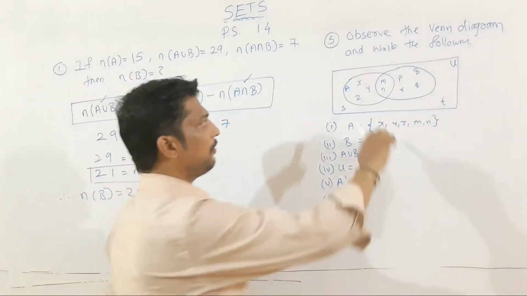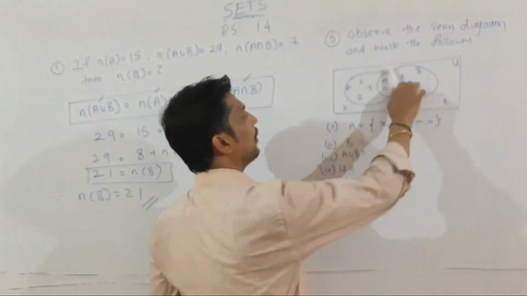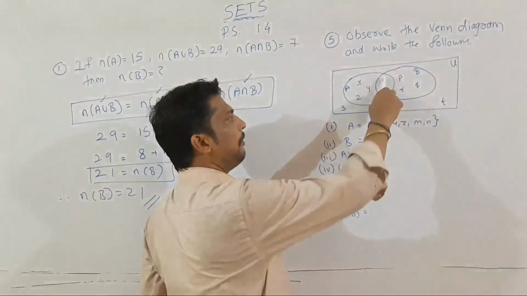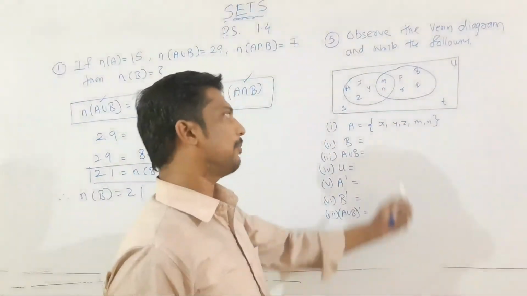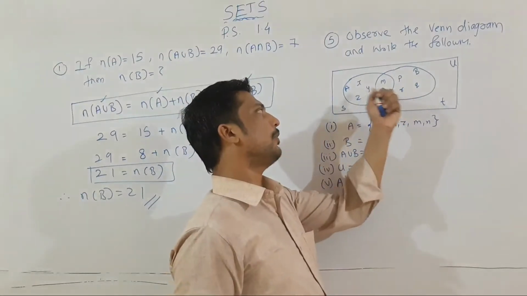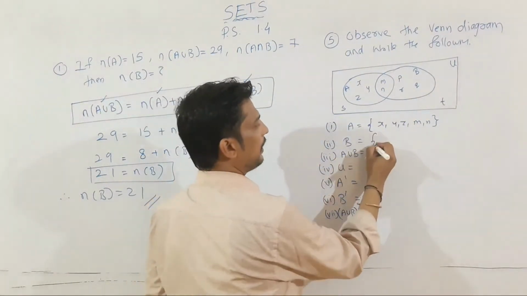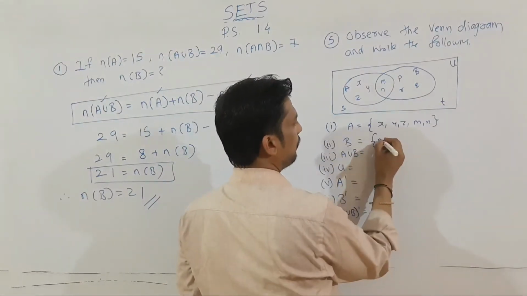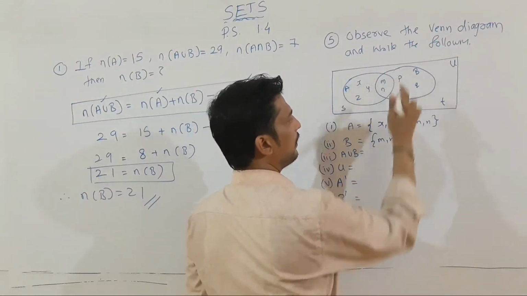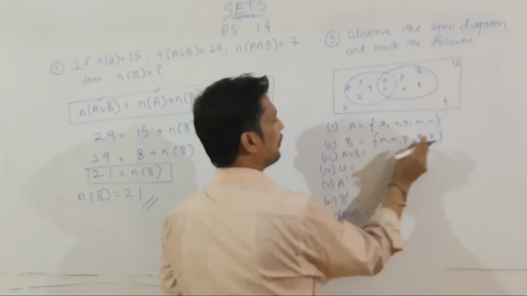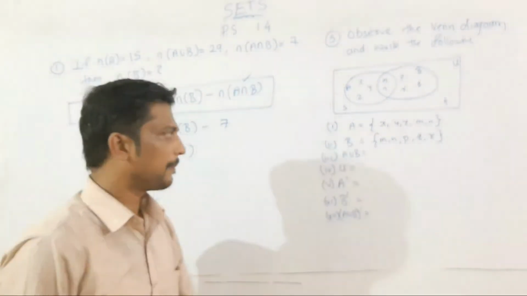Getting? Why have I taken this? Because this whole comprises set A. No doubt, m and n are common between both the sets. Now, set B. How can I write set B? I will write m, n, just the common ones, then p, q, and r. So this is my required set B.